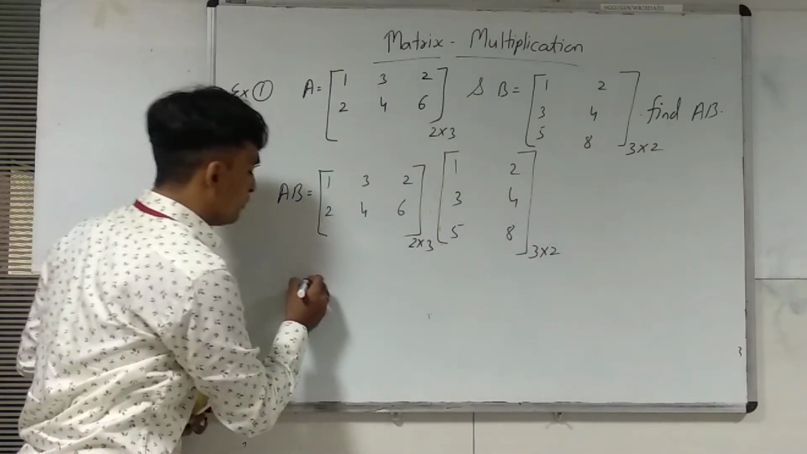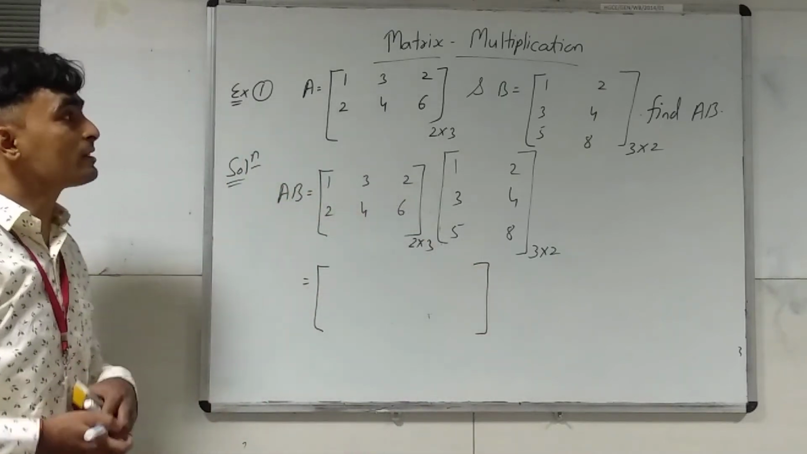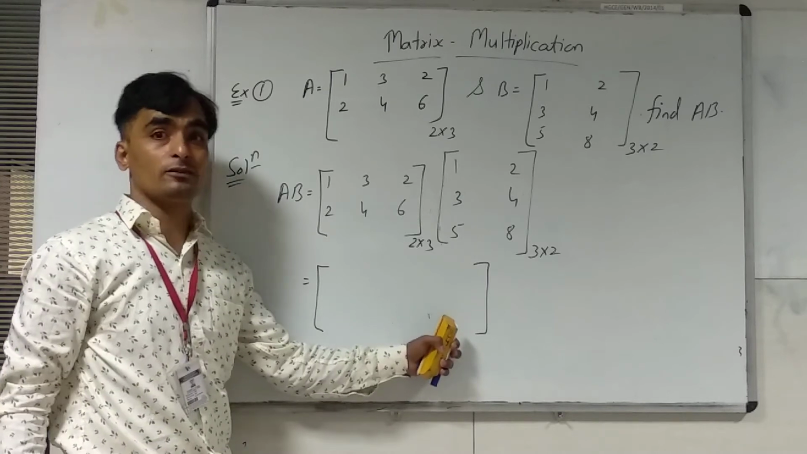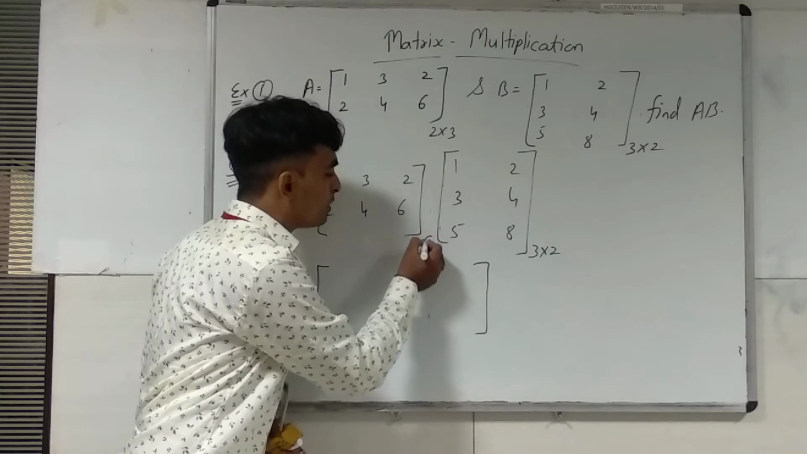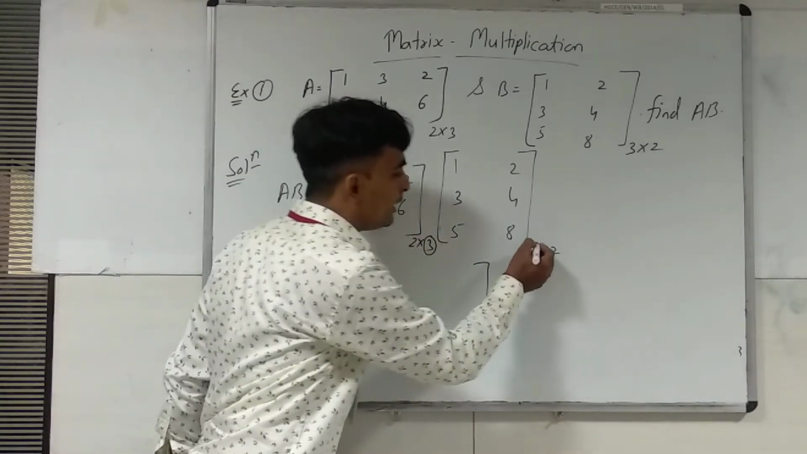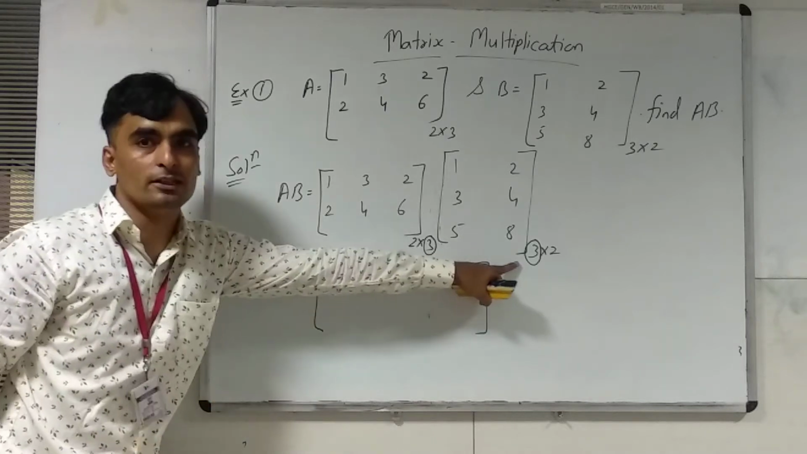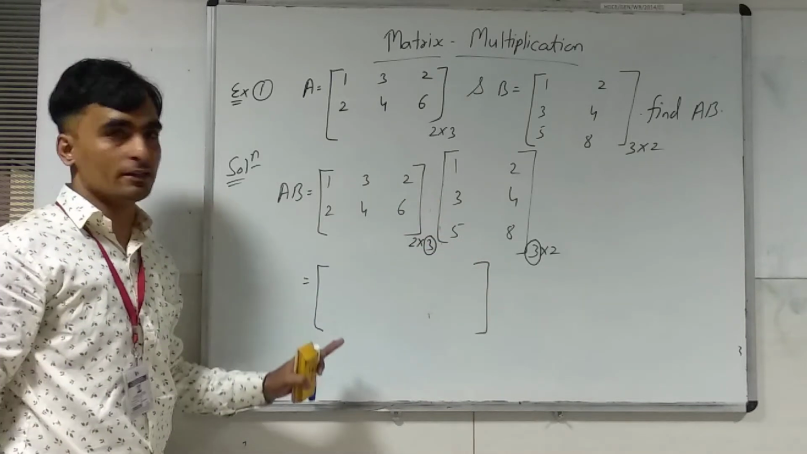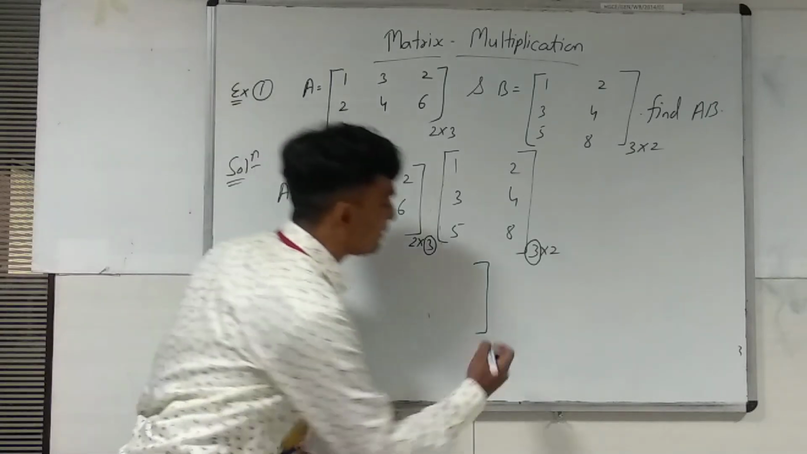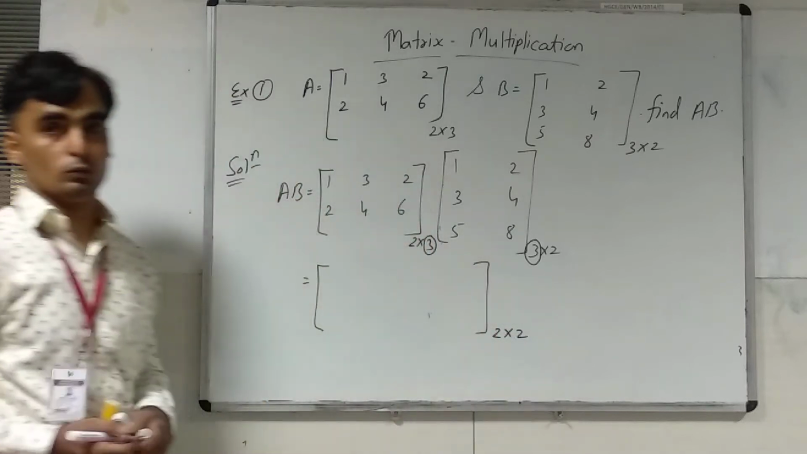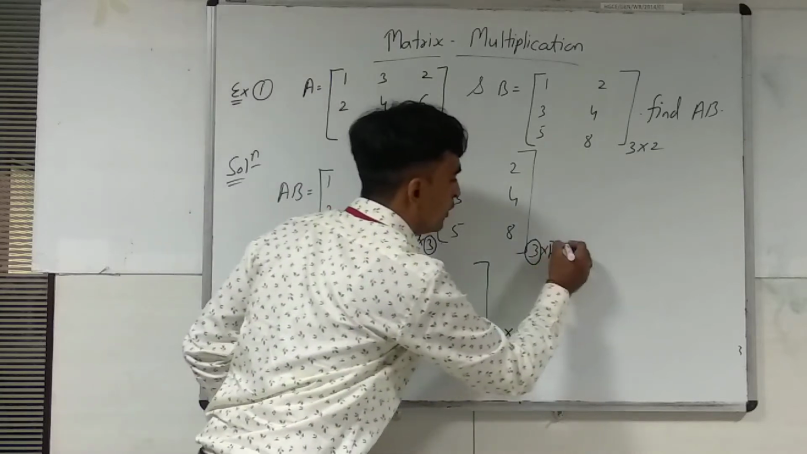Now, for the product, you can decide the order of the resulting matrix before multiplication. Our necessary condition is that the number of columns of the first one and the number of rows of the second one should be the same. Here it is 3 and 3, so it is the same. So we can say matrix multiplication is possible. Now, what is the order of the resulting matrix? You can write here 2 cross 2, because 2 from here and 2 from here.